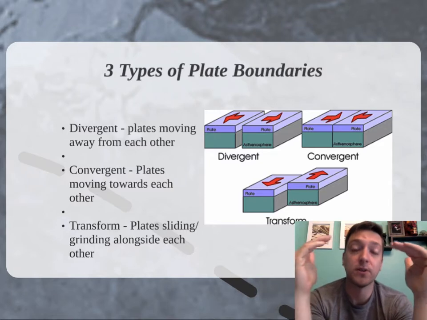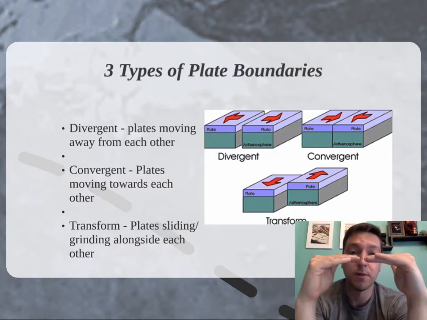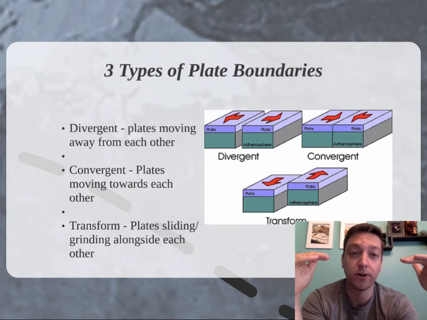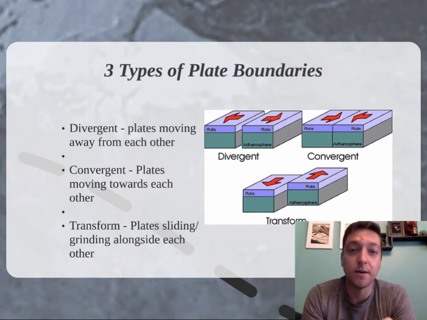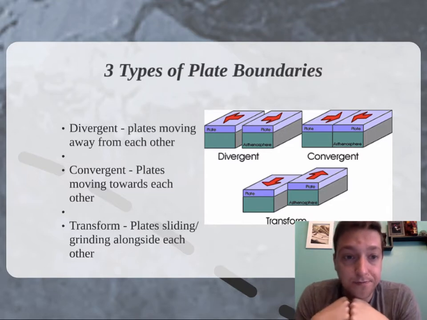So the first way, do this with me, is here's one plate, here's another. They could be moving apart. That's called a divergent boundary. And you can represent that with arrows going in opposite directions.